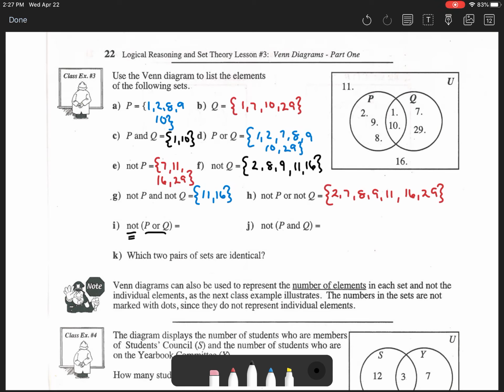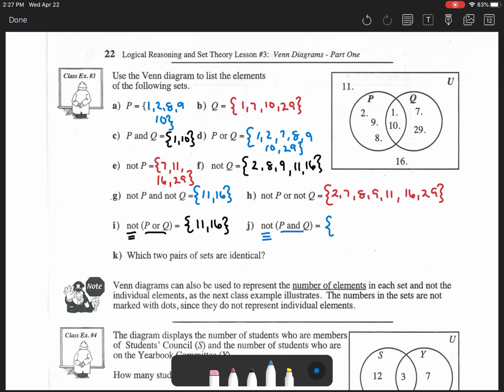Now, moving on. So same thing here. The placement of the brackets here is very important. This is not P or Q. So I would figure out what P or Q is, and then I'd take the opposite of that. So in this question, again, I figured out what P or Q was in letter D, or you can think about P or Q. So that would be the shading of anything in P or Q, and then take the opposite of that. And what that would leave me with is just 11 and 16.